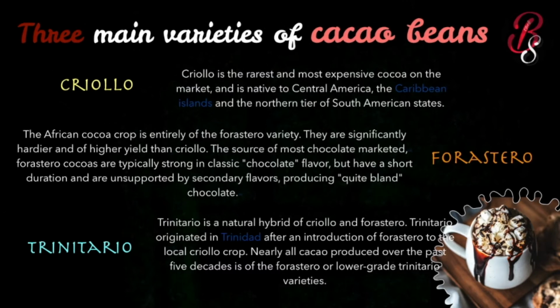So Criollo is a bit expensive. The second one, Forastero, is available but gives a bit of bland chocolate, and comes from the African cocoa crops. The other is a natural hybrid of Criollo and Forastero, a mix of both, you can say neutral, kind of a middle. So these are the three types of cocoa beans.